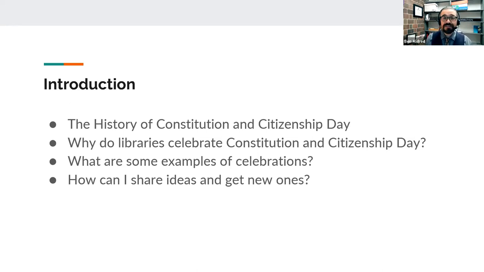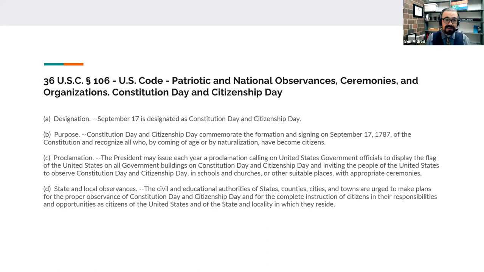So Constitution and Citizenship Day is an official U.S. holiday. It is noted in the U.S. Code, 36 U.S. Code, section 106. September 17th is designated as Constitution Day and Citizenship Day. There's not a lot of details about it. It's fairly straightforward. The key thing is that basically the president may issue a proclamation calling on officials to display the flag.